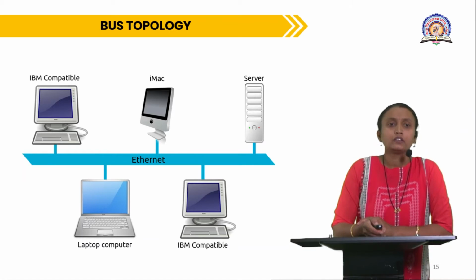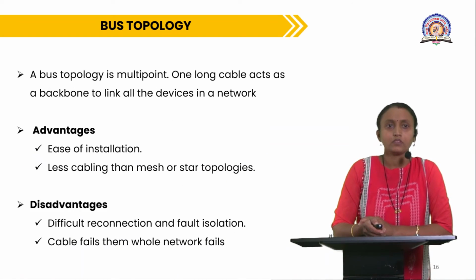To connect the communication devices to that common backbone, the connecting line with taps will be used. That connecting line is also known as a drop line. So a drop line is a connecting medium which connects the communication device to the common backbone. The bus topology is multi-point, as we already saw in the diagram.